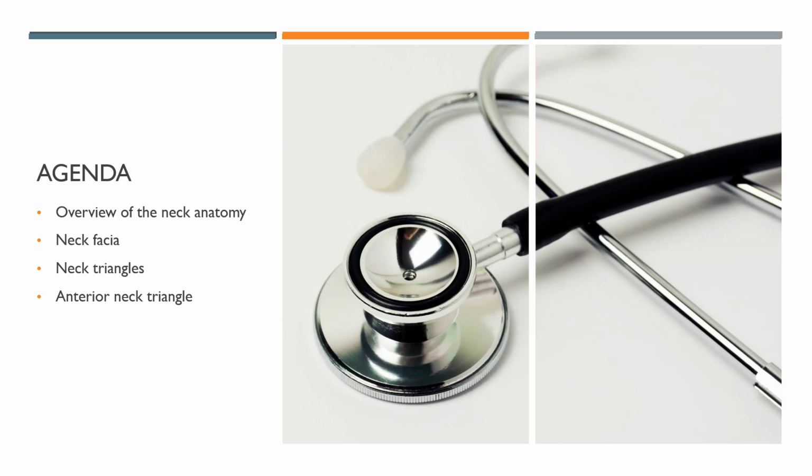Our agenda for today, in this lecture, will have an overview of the neck anatomy, and we'll also study the neck fascia because it is a little bit unique compared to other fascia in the body. We'll also have a closer look into the neck triangles. We have two triangles, and most of our session will focus on studying the anterior triangle of the neck.